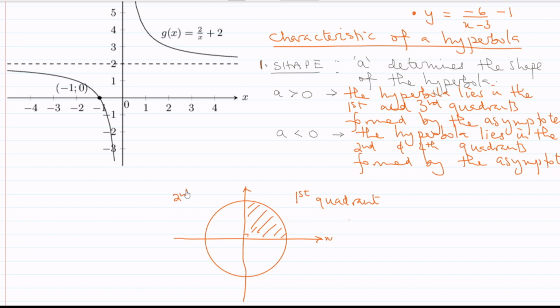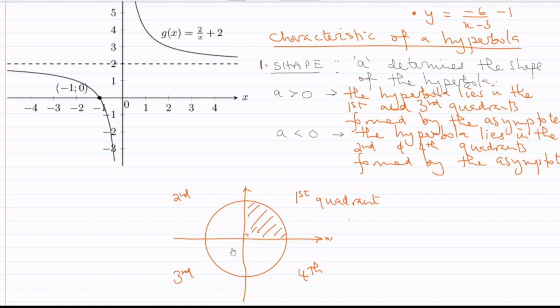And this one is the second. So we go anti-clockwise. This is the second quadrant, and this one here is the third quadrant, and that one is the fourth quadrant. So that is the standard rule that we use: 1, 2, 3, 4 quadrants in an anti-clockwise direction.